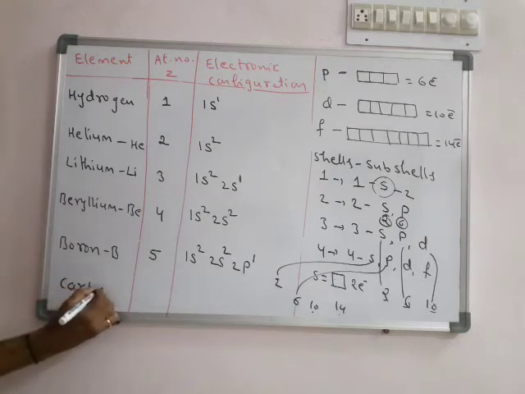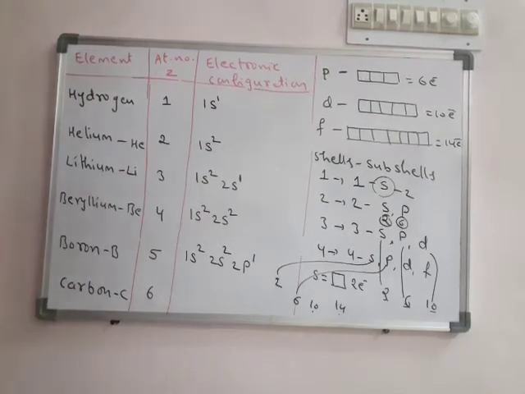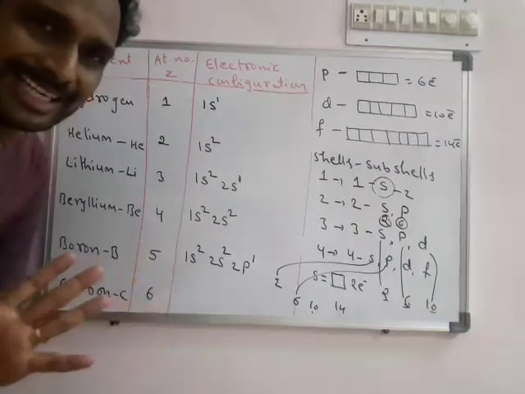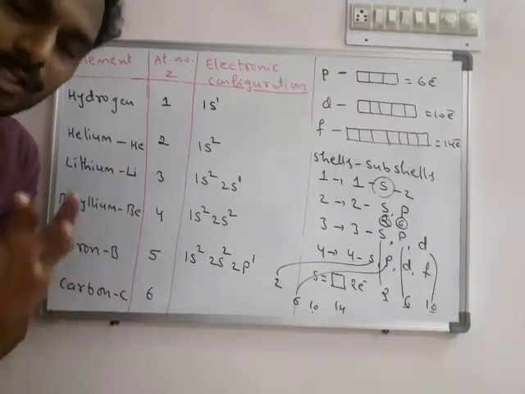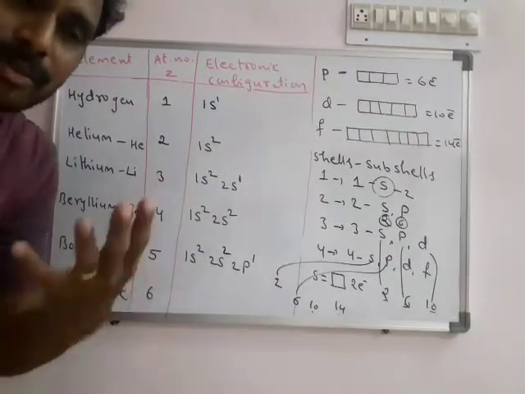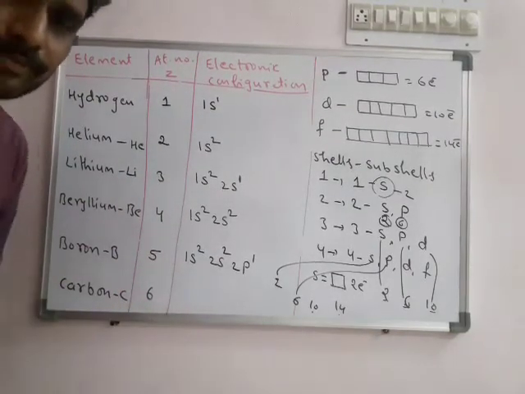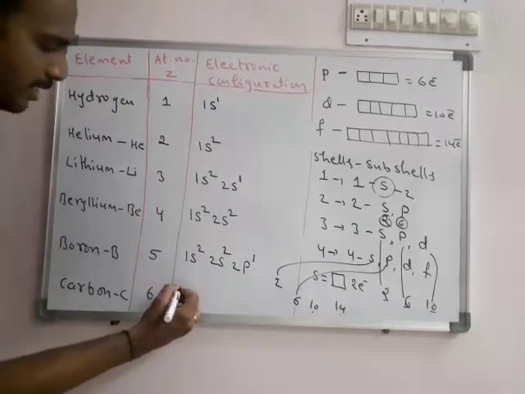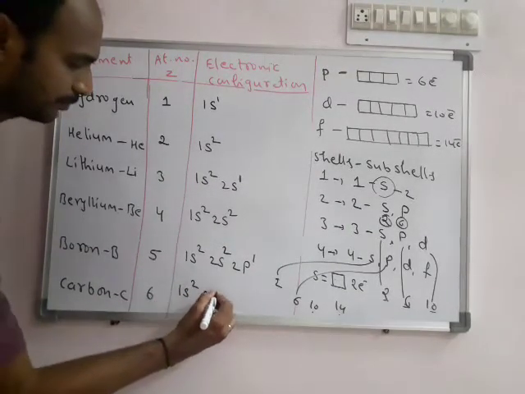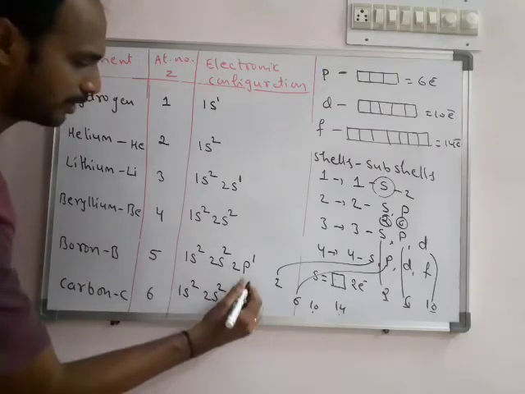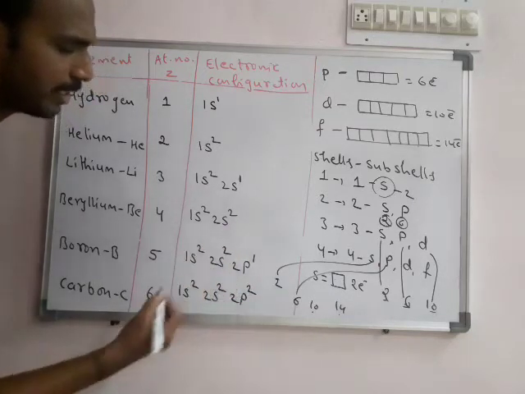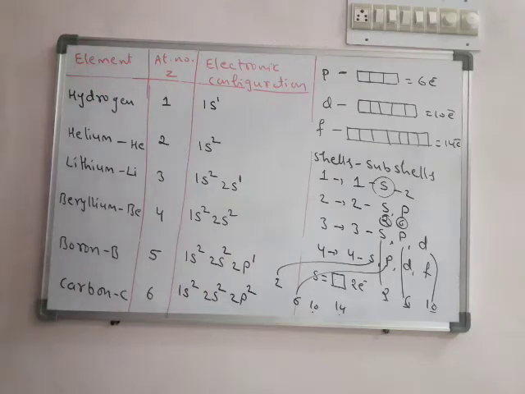So carbon, C. What is its atomic number? You need to remember the atomic numbers. There is no separate technique and no separate formula for remembering them. We have to remember them in order, like the alphabet. It is compulsory. So carbon has 6 electrons to fill: 1s2, 2s2, 2p2. Okay, next we will see other elements. First, write down the configuration here.